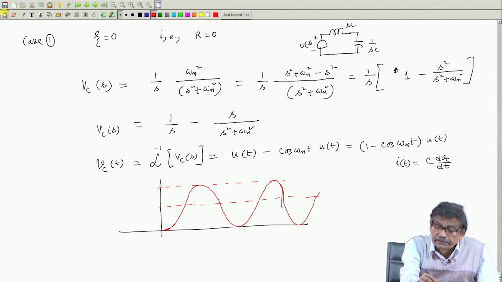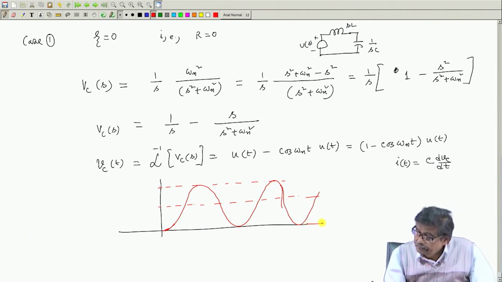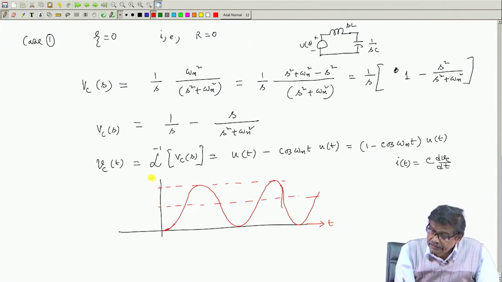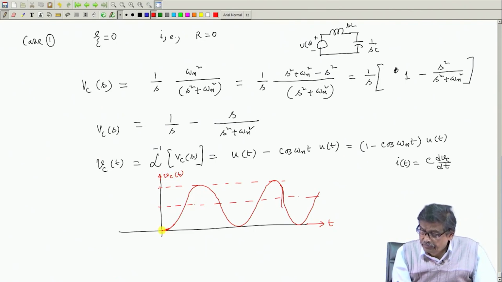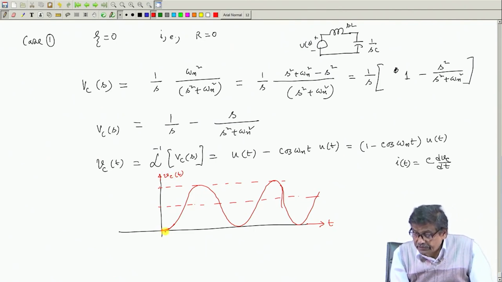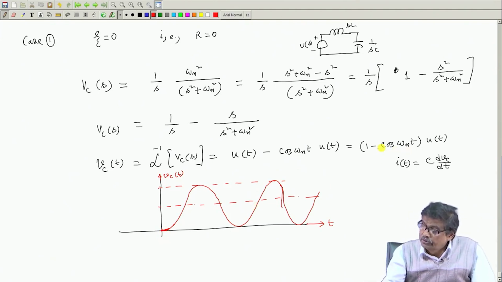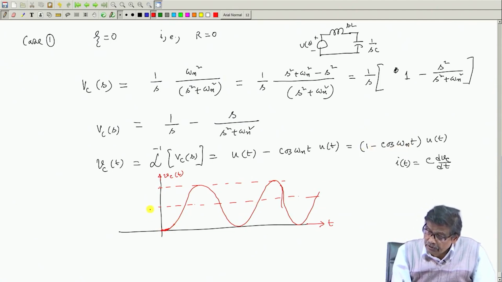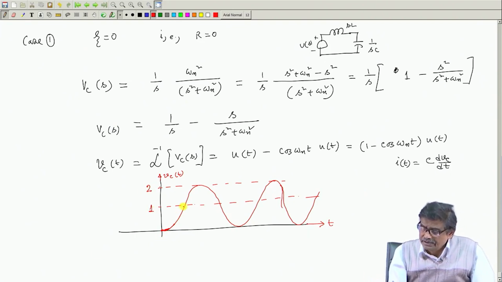This is the time axis and this is VCT. So, capacitor voltage has to start from 0 and also current is 0. So, it must be cosine. So, it has come cosine. So, at t equal to 0 you see 1 minus 1 0, it starts from here. This will be 1 and this will be 2 in this plot. You can easily verify this is correct.